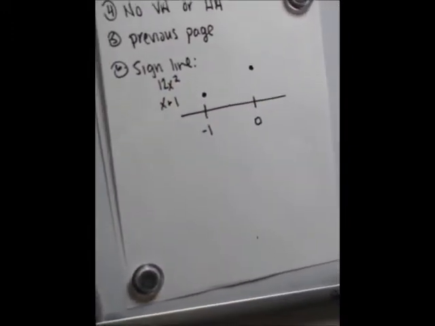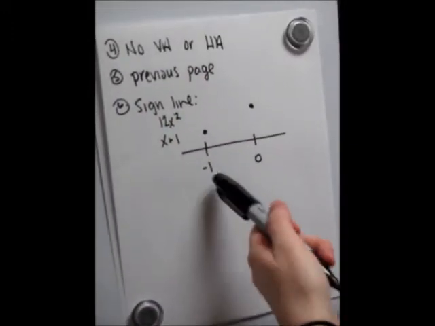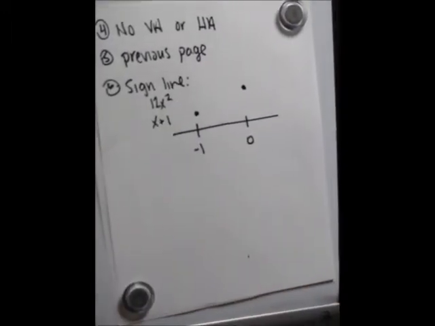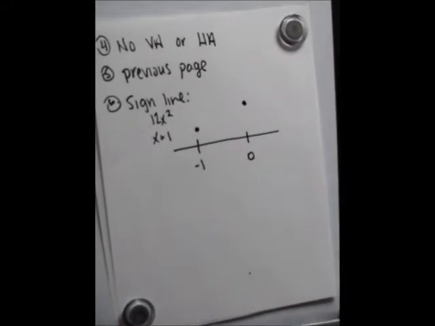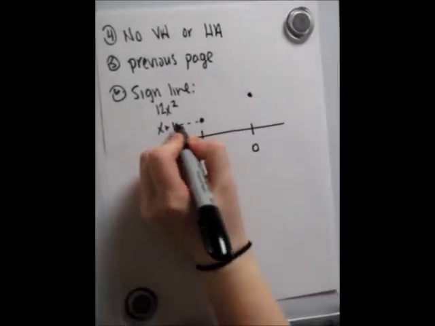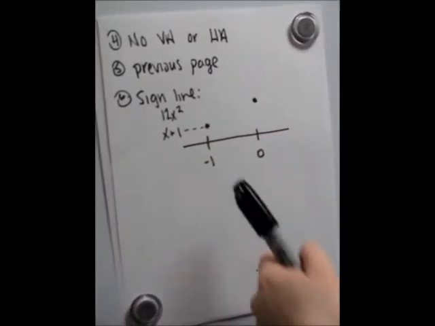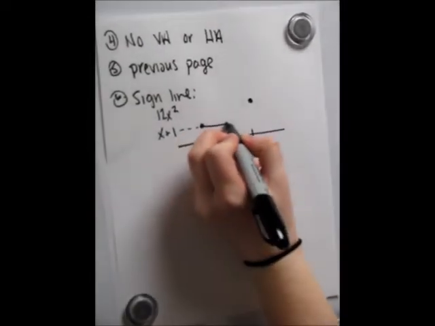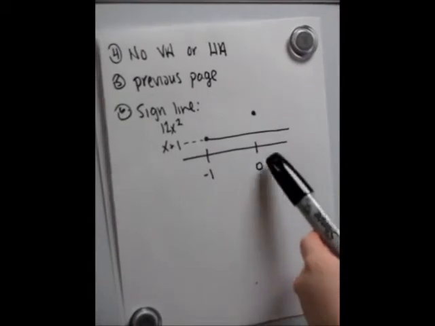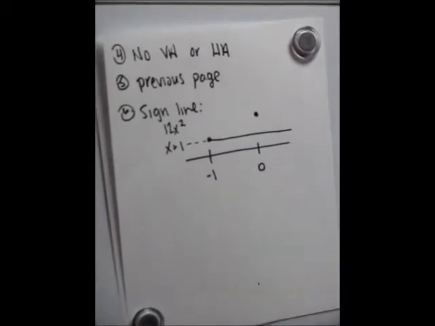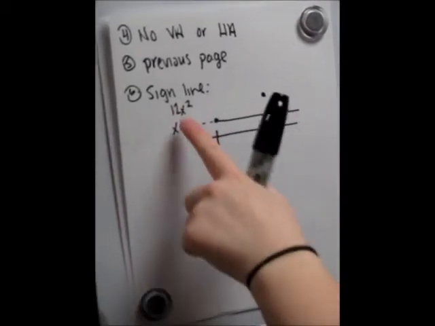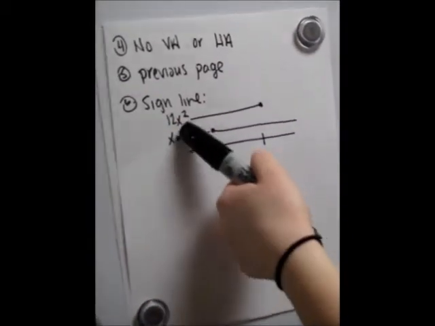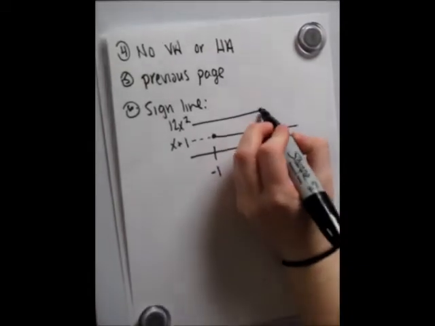Now to finish the sign line, you're going to think, what if you were to plug negative 1 into x plus 1, anything you'll get will be negative. So you're going to draw a dotted line. If you plug in anything above negative 1 into this problem, you'll get a positive. So you'll draw a straight line. Now if you go to this one, if you plug in anything below 0, you'll get a positive into this equation. And if you plug in anything higher than 0 into this equation, you're still going to get a positive.